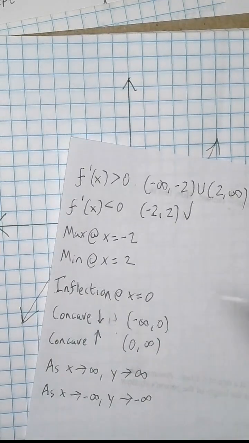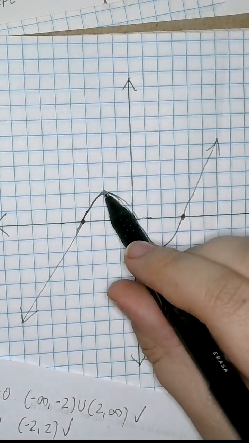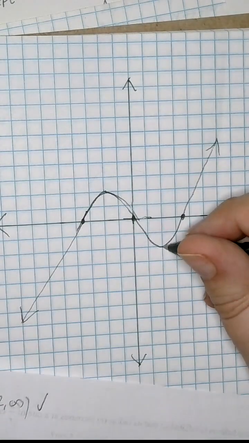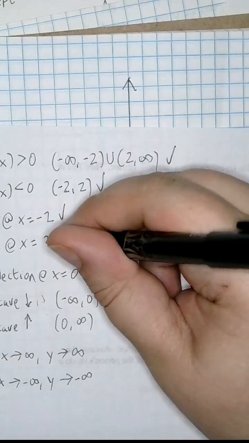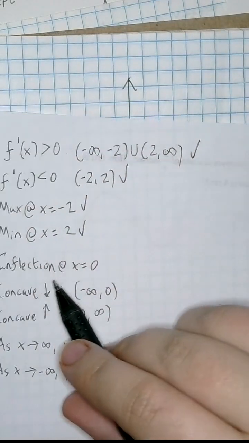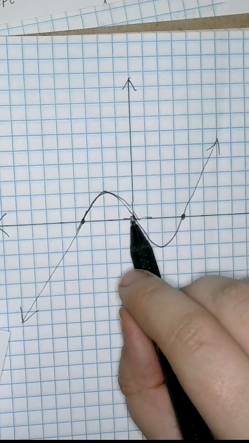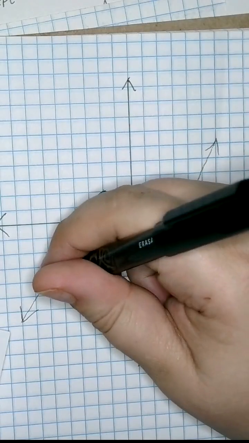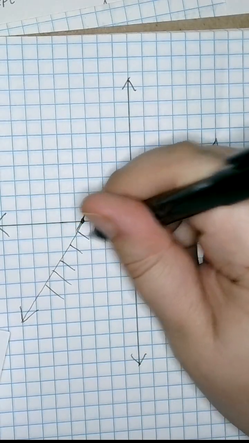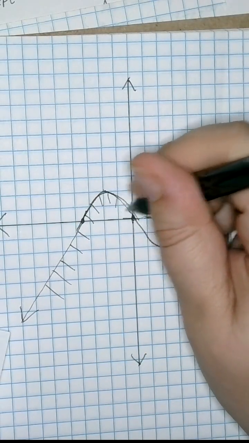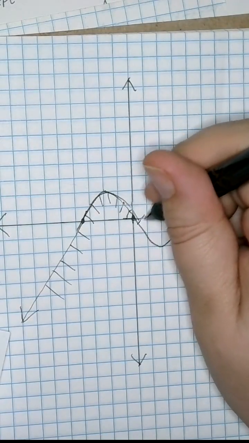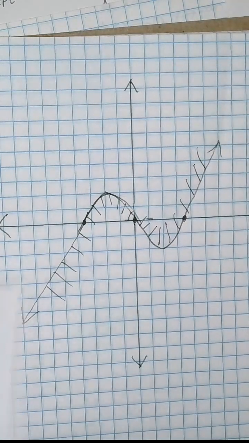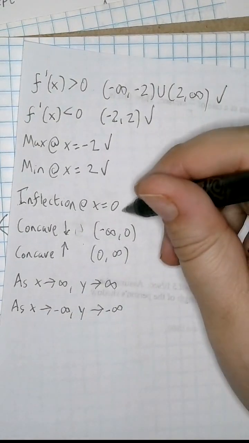We have a max at x equals negative 2. There it is, so check. Minimum at x equals 2. There it is, so check. We have a point of inflection at x equals 0, it looks like. When we talk about concavity, we're talking about which way a function faces. So I have facing down, facing down, facing down, facing down, and here we go, facing up. Yeah. So we have a point of inflection at x equals 0, so we can check that.